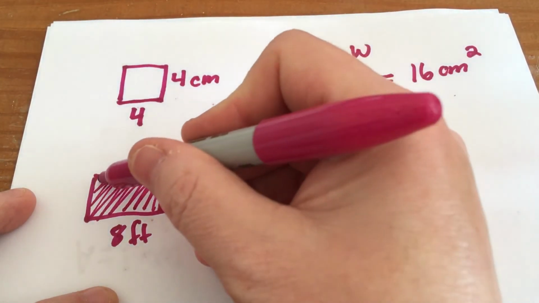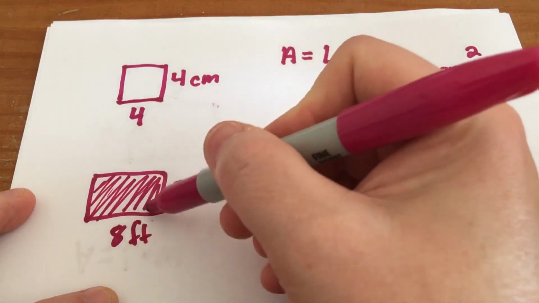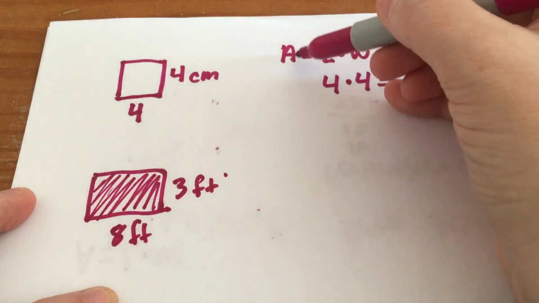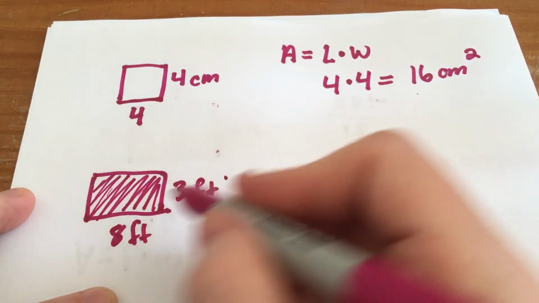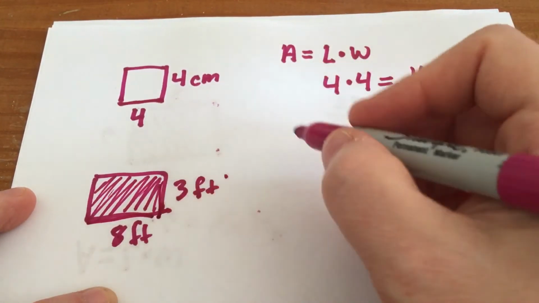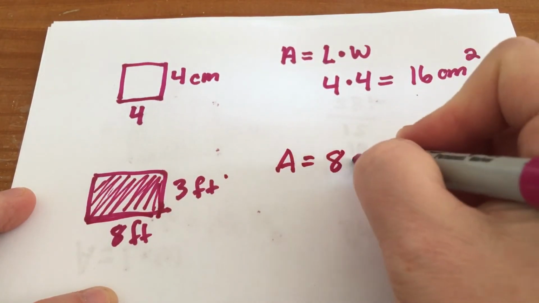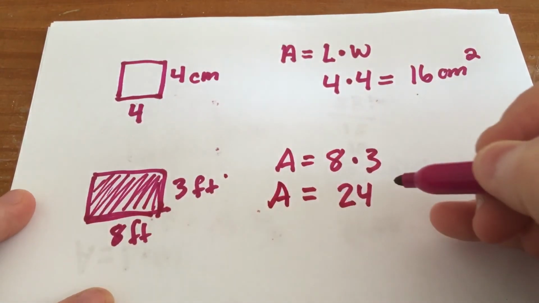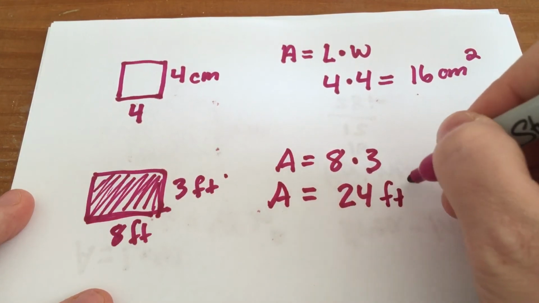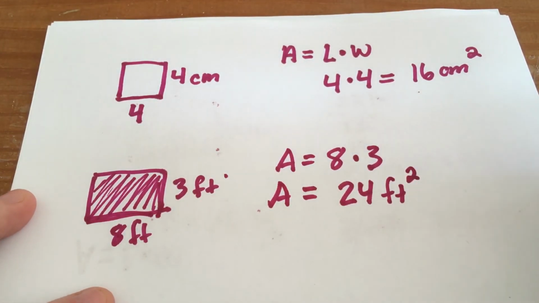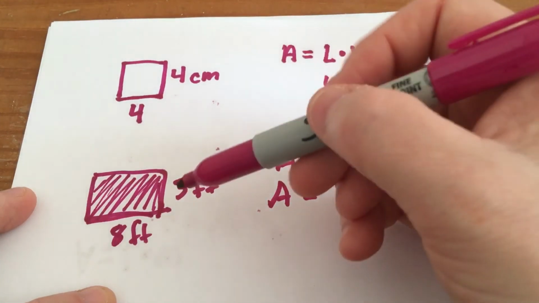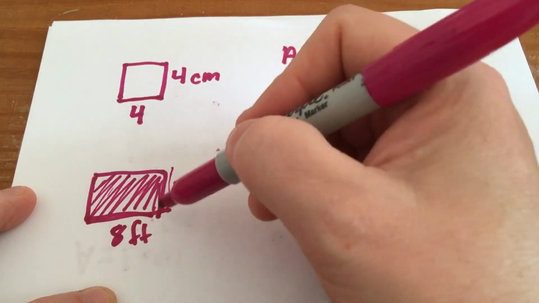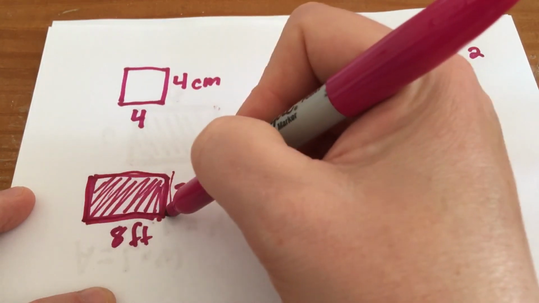Well, since it's talking about carpet, which is covering the whole surface of the floor, that's the inside, we would use our formula, length times width for area. Length would be 8, width would be 3. Area would be 8 times 3, which is 24. And how would we label it? Feet squared. Now, if you were putting up trim around the floor, that wouldn't be talking about area, that would be talking about perimeter because it's around the floor.